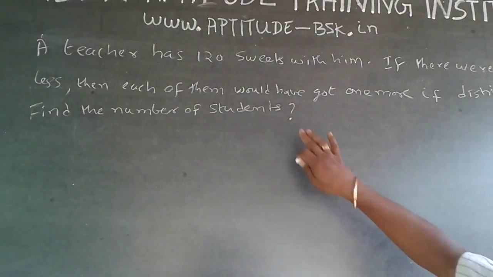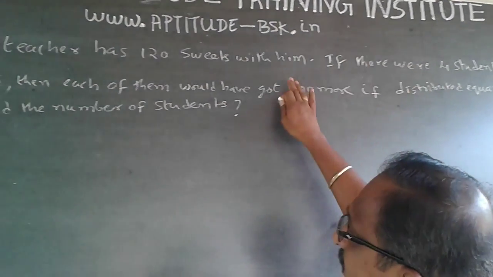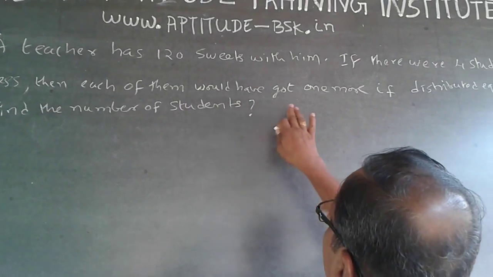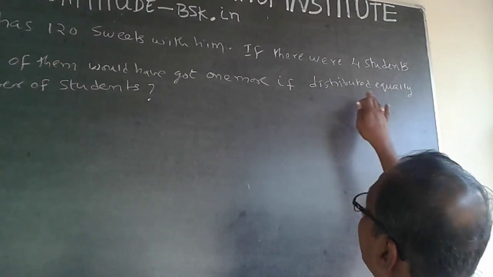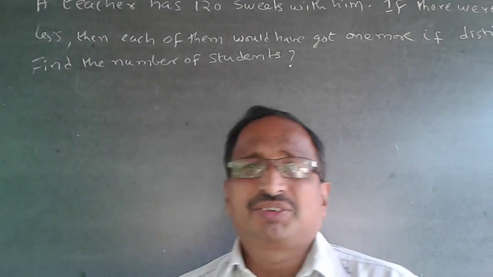The question is, a teacher has 120 students with him. If there were 4 students less, then each of them would have got 1 more if distributed equally. Find the number of students.